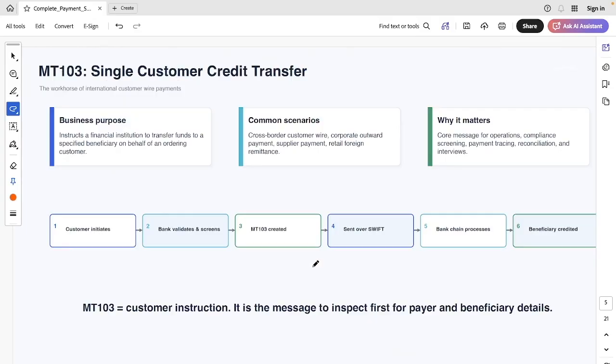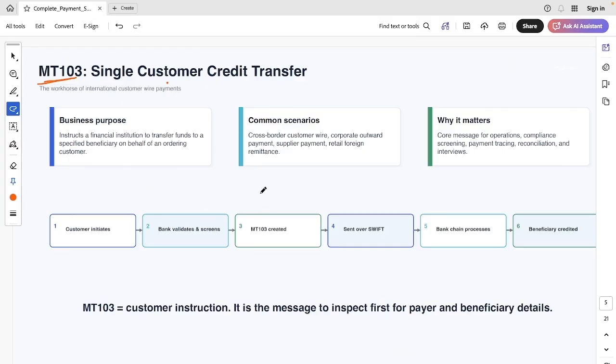Now that the structure is clear, let us focus on the most famous MT message, which is MT103. Whenever a customer asks a bank to send money to a beneficiary through another bank, MT103 is commonly used in the traditional Swift world. So in simple words, MT103 is a customer payment instruction.